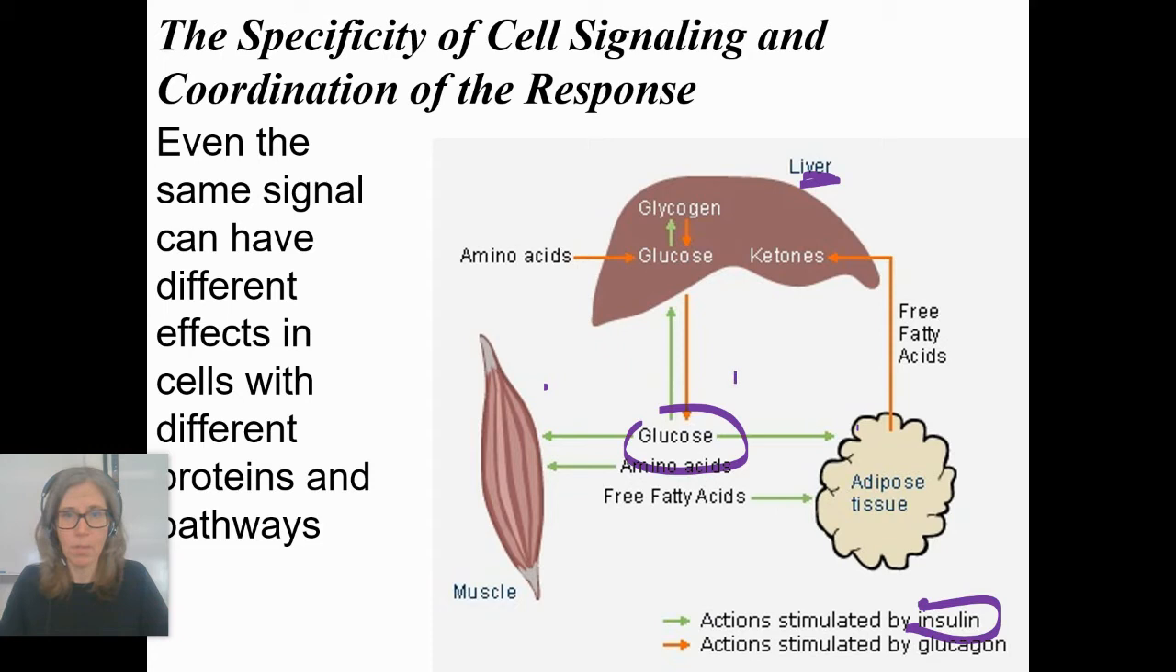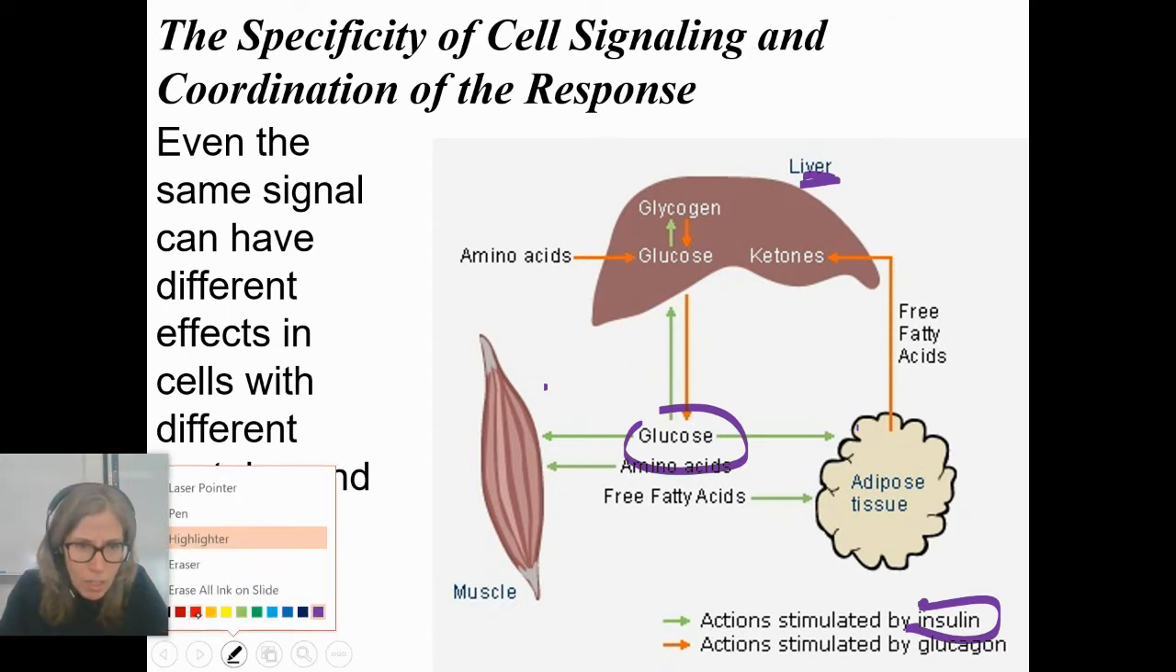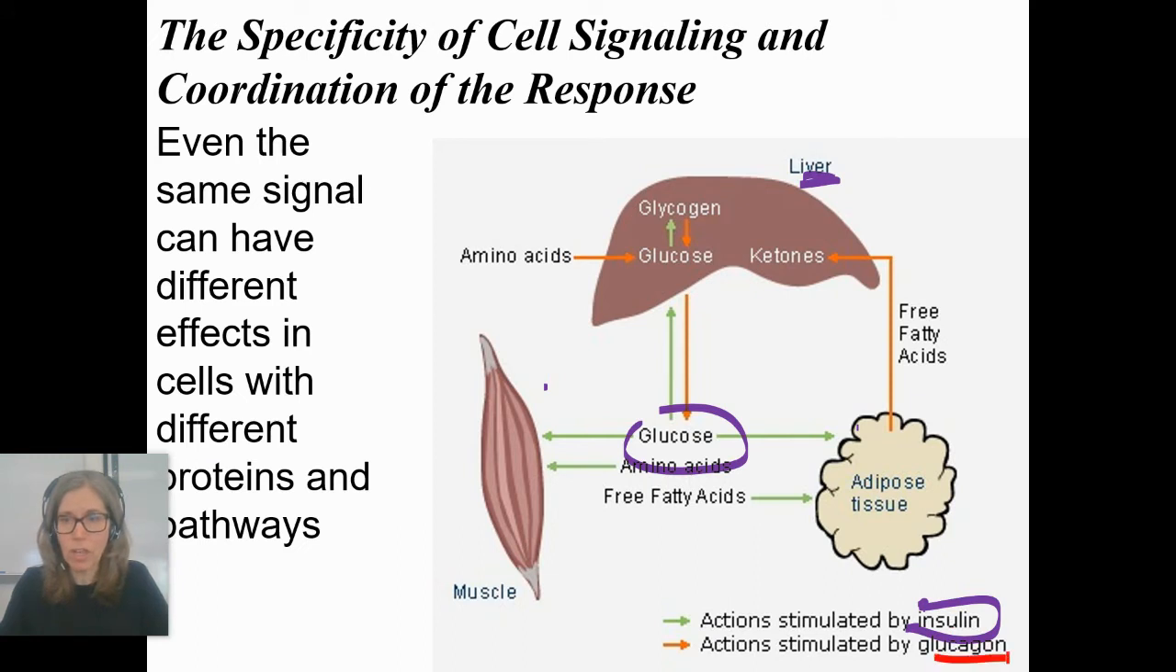And then also, if we're looking instead at glucagon, a different ligand, a different hormone, it will cause the liver cell to break down or to release glucose. And it will cause the liver cell to take up amino acids, but it's not going to cause muscle cells to take up amino acids, for example.